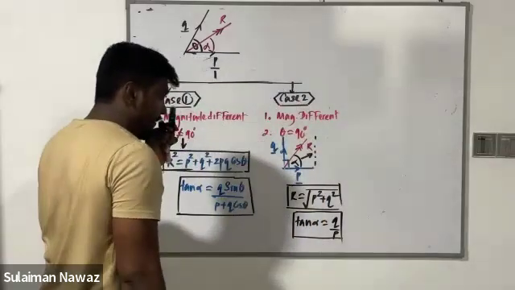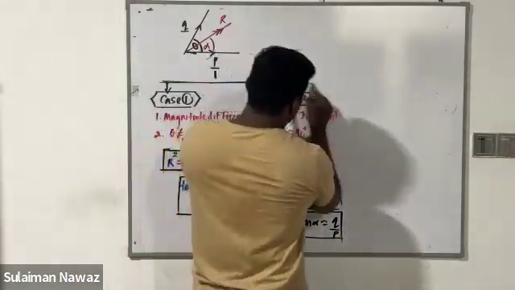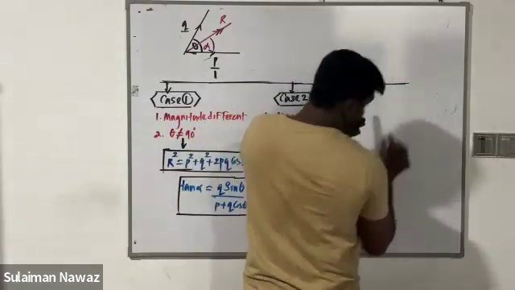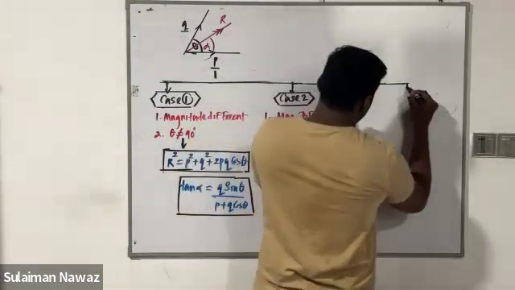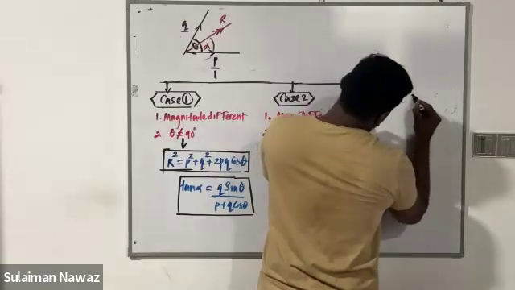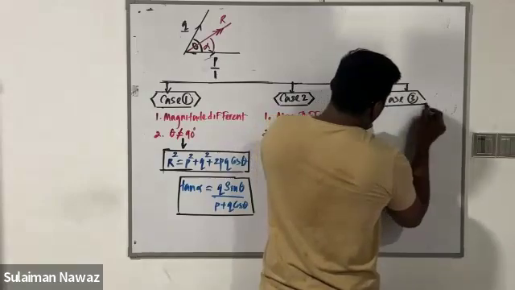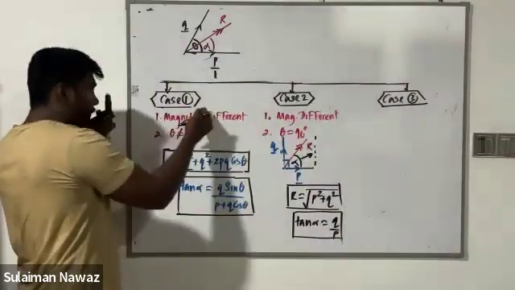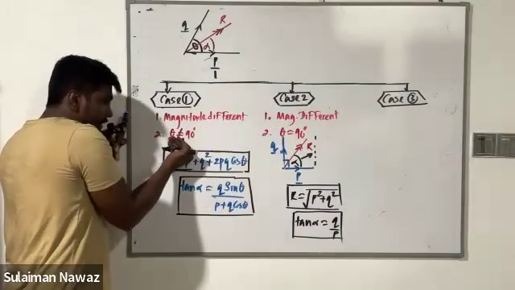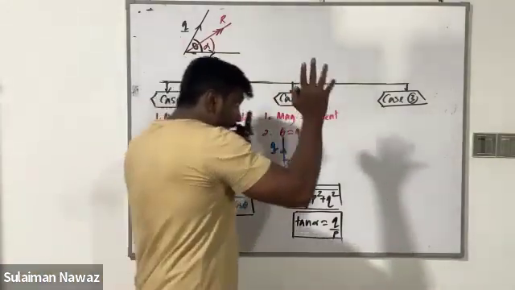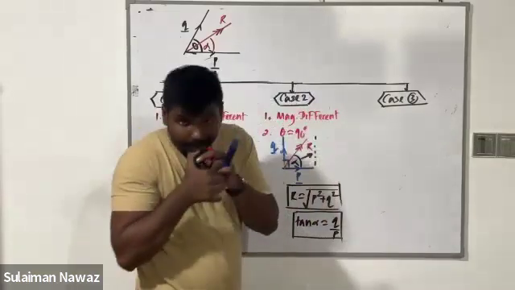Okay. There is another method. If there are two vectors, in case number 3, the magnitudes are the same. In case 1 and case 2, the magnitudes are different and the angle is not 90. Here, the angle is 90. But in case number 3, the two vectors have the same magnitude.